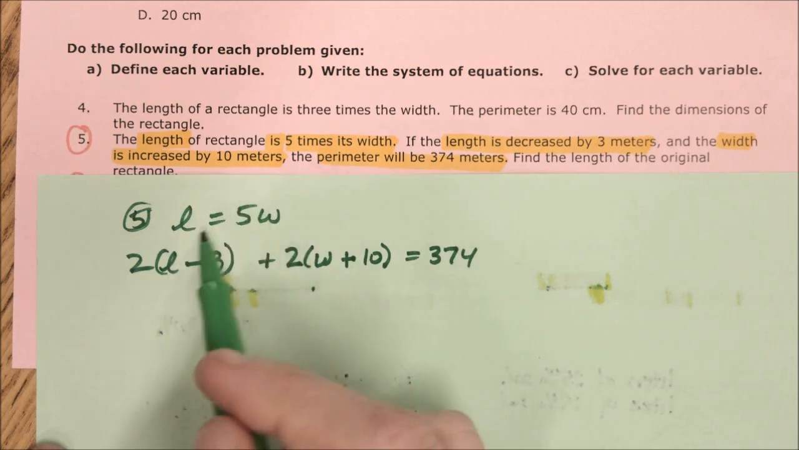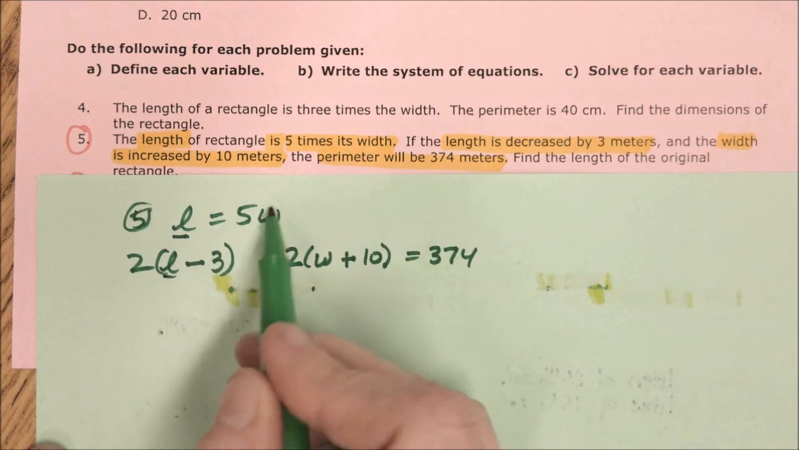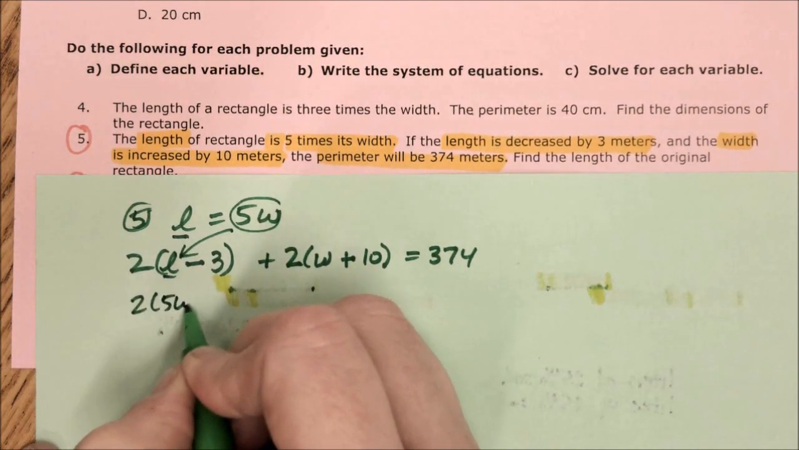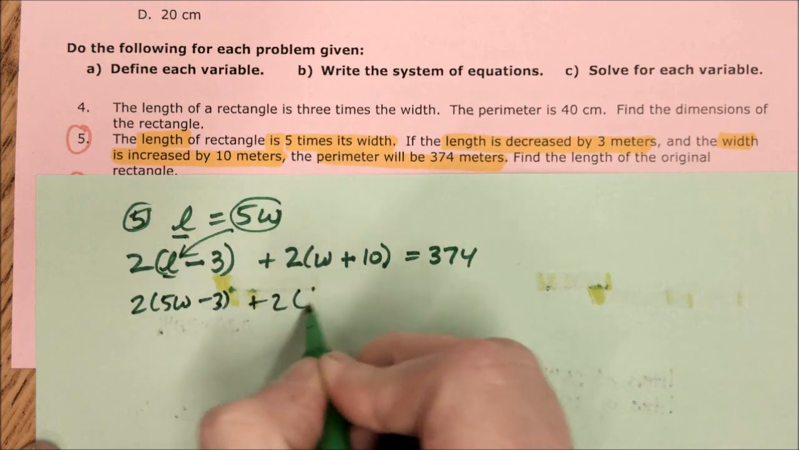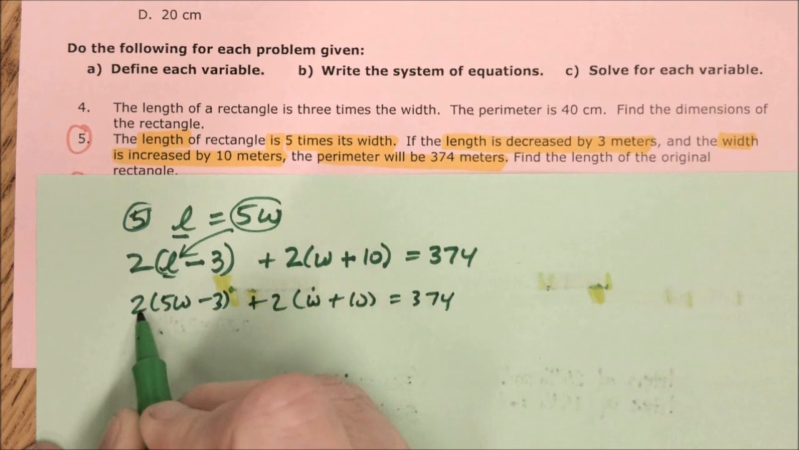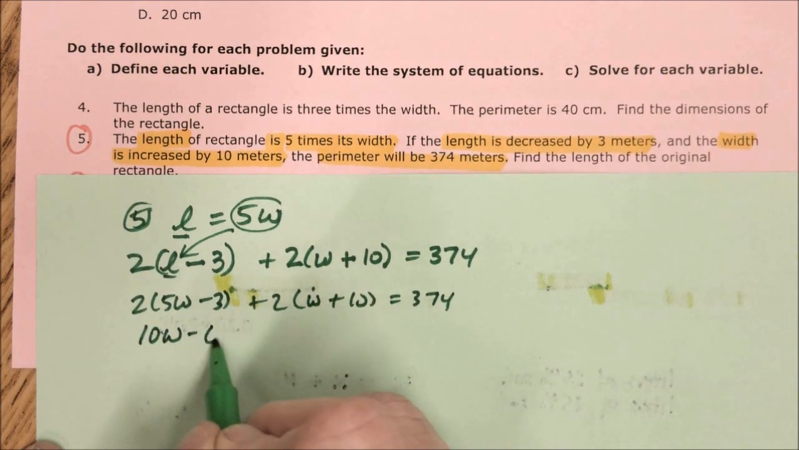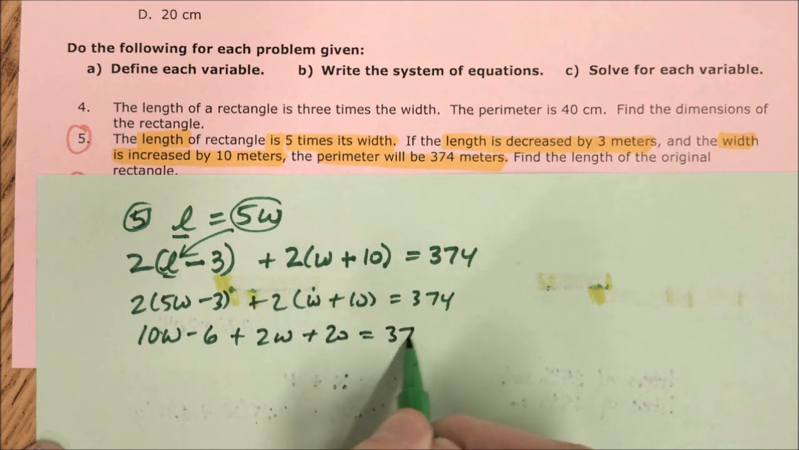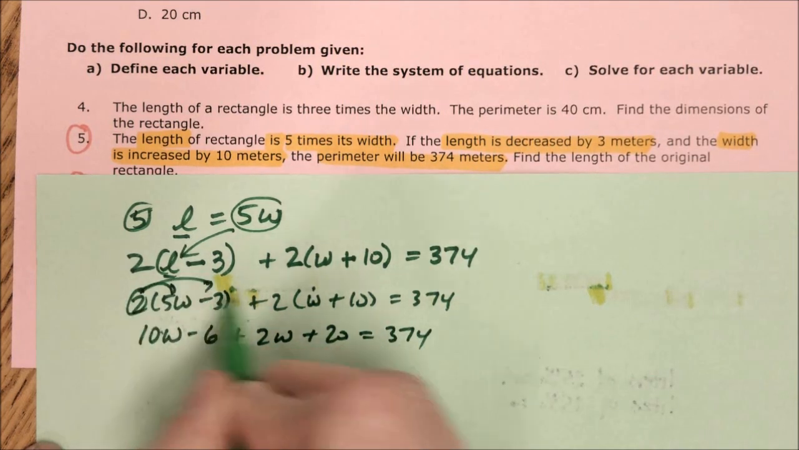Now, this is substitution because I have one isolated variable. That means everywhere I see an L, I'm going to stick a 5W. So I have 2 times 5W minus 3 plus 2 times W plus 10 equals 374. That's 10W minus 6 plus 2W plus 20 equals 374. Again, all I'm doing is distributing.